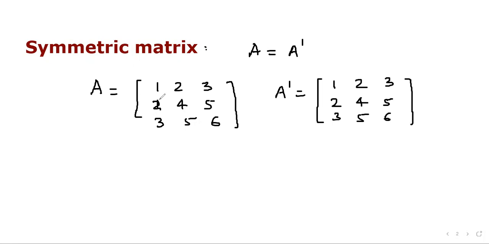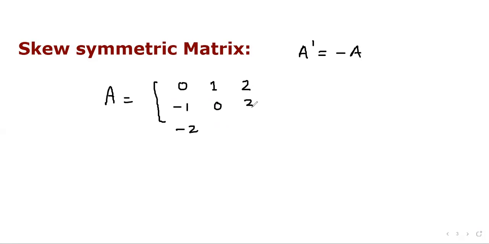If you observe carefully, A and A dash are the same. So this is an example of a symmetric matrix. Skew symmetric matrix: A dash equal to minus A. Let's understand by an example. Suppose we are given A equal to 0, 1, 2, minus 1, 0, 3, minus 2, minus 3, 0.